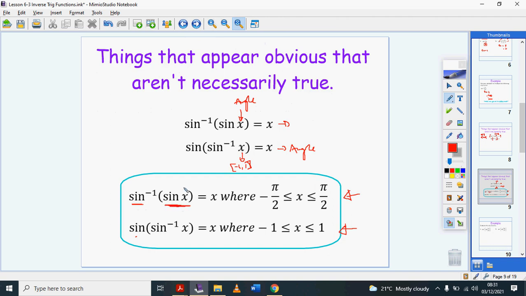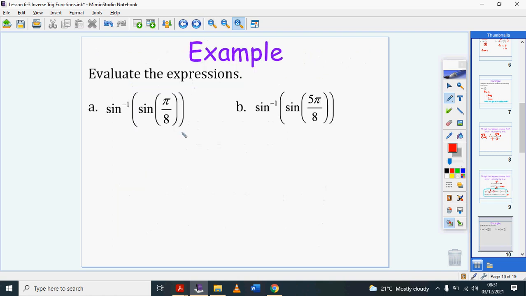According to this condition, the angle I put inside here, in order for it to be equal to x, has to be between negative 90 and positive 90. So go here and ask yourself, is this angle meeting that condition that it has to be between negative 90 and positive 90? The answer is yes. Since the answer is yes, then this whole expression is just equal to pi over 8.